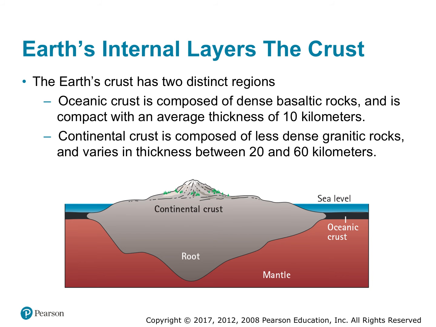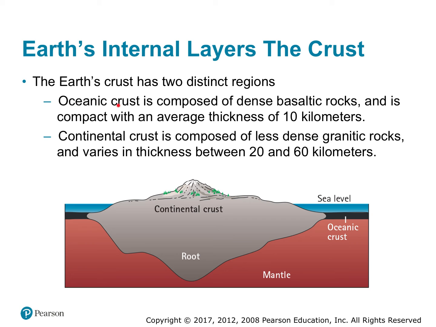The next layer we want to look at is the Earth's crust. Now, the Earth's crust has two distinct regions. There seems to be a lot of that going around in this presentation. Lots of things have two distinct regions, but that's okay. What are the two distinct regions of the Earth's crust?